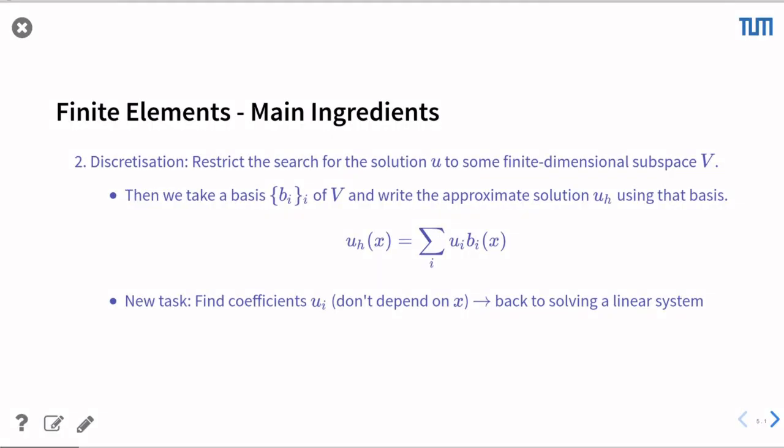Now that we've seen the weak form, and we've also already seen how to discretize it, we know what this basis b_i is, and we know that we can write our function approximately as a sum of these basis functions times some coefficients. We've reduced our problem successfully, and we now just need to solve a linear system for these coefficients u_i.